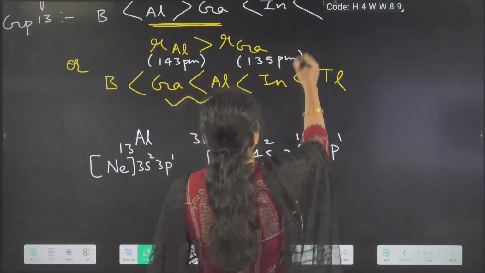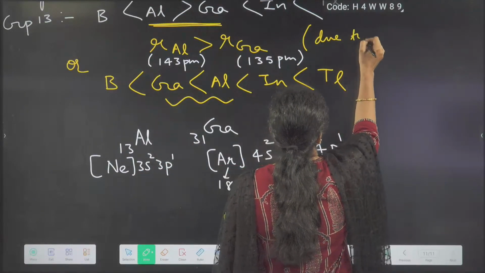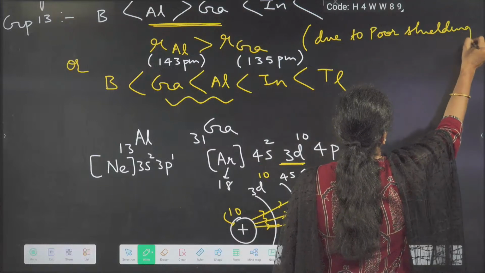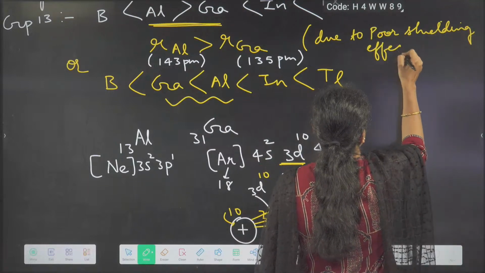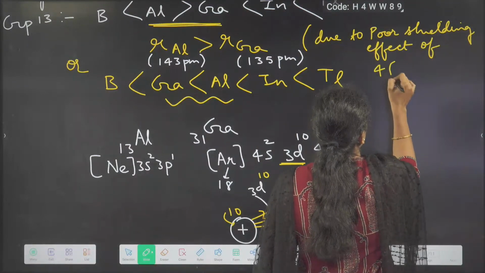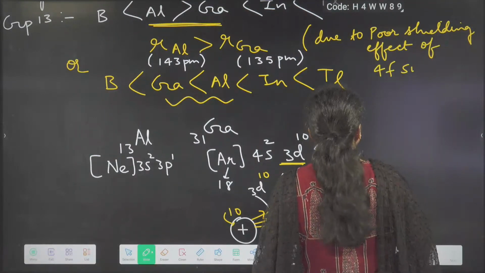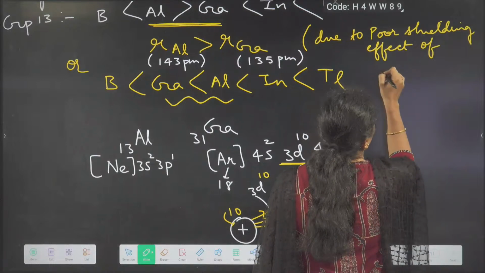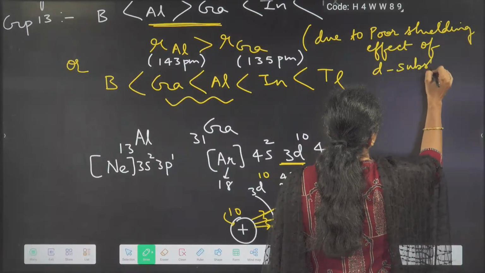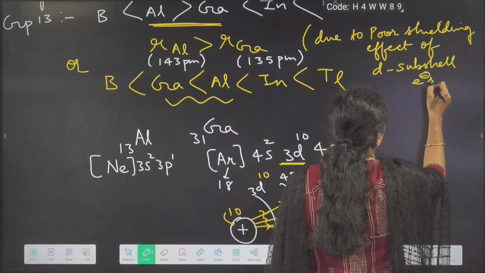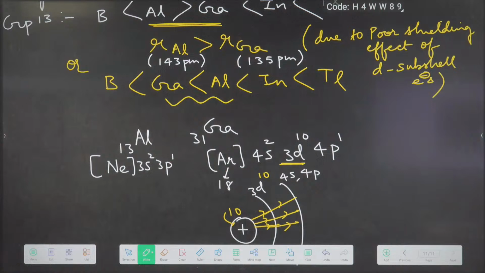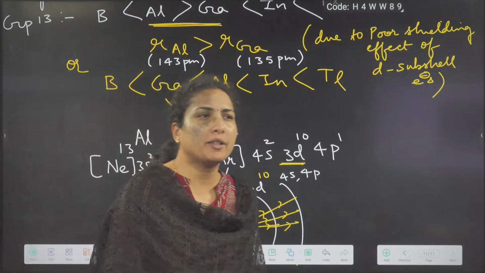So I'll write down: this is due to poor shielding effect of d subshell electrons. Sometimes it is also known as d-block contraction, or transition contraction, like that. I hope it is clear. Is this clear to the people who are here?